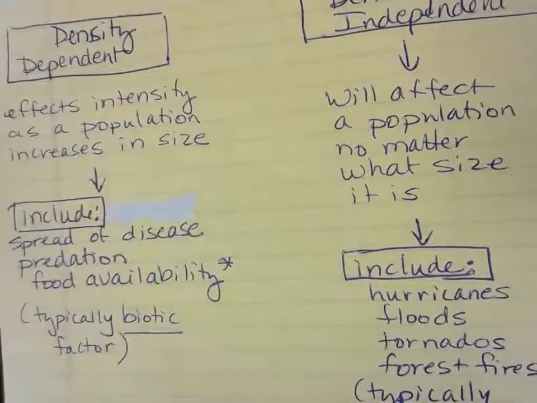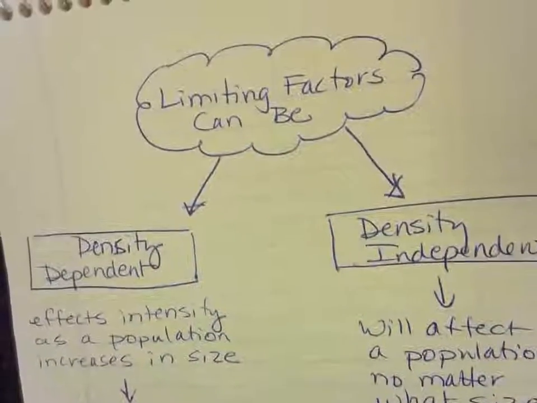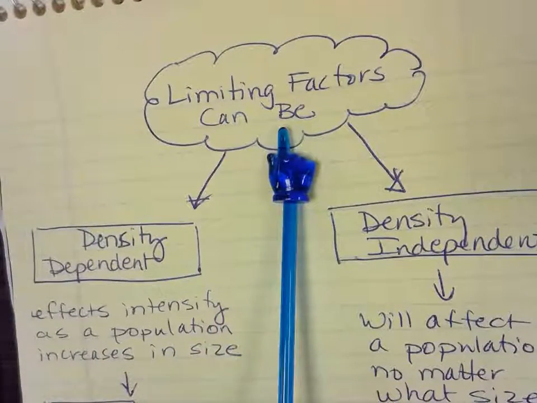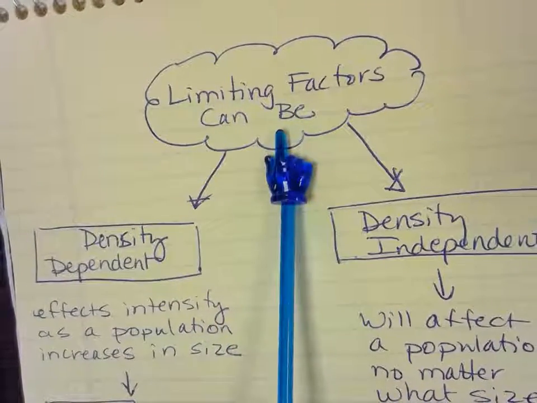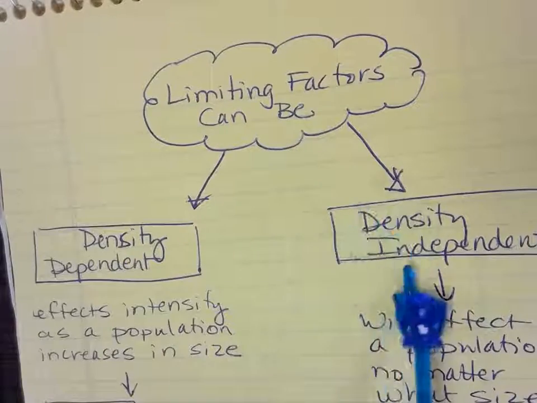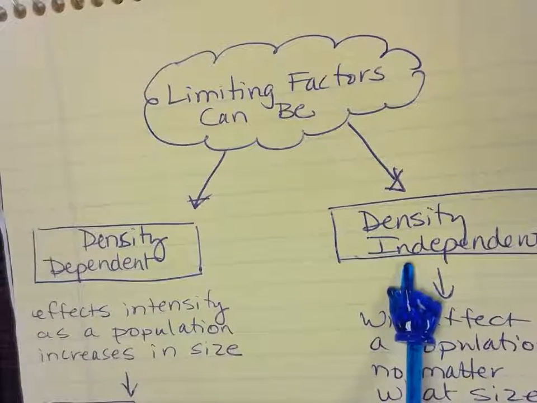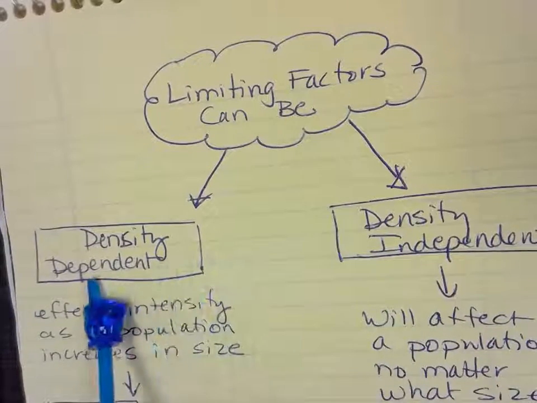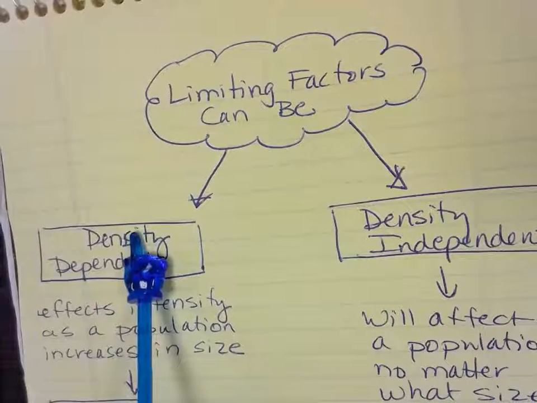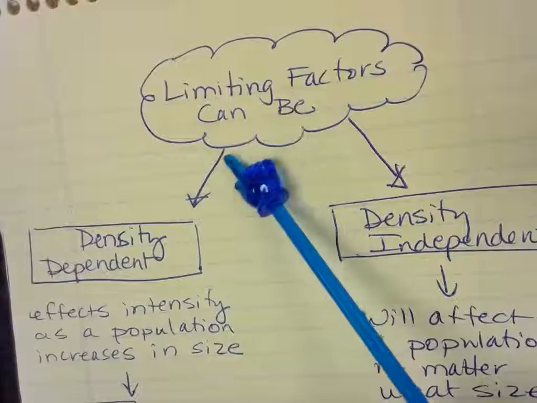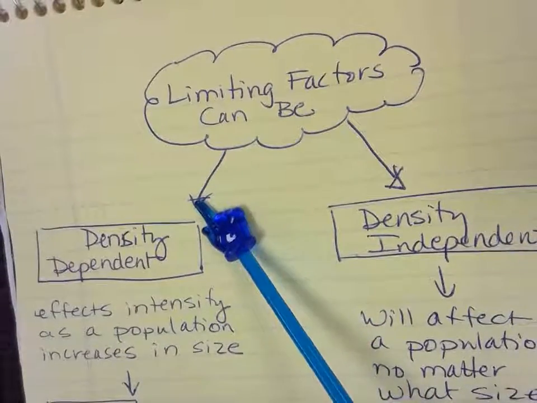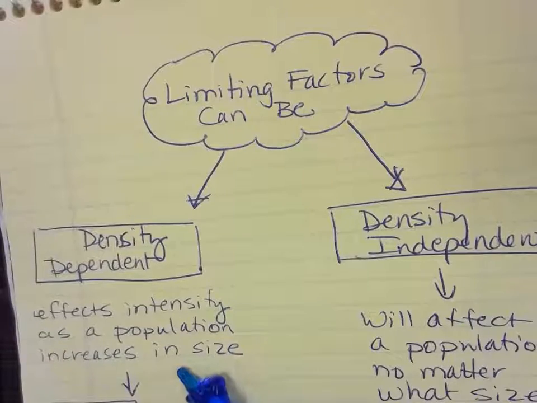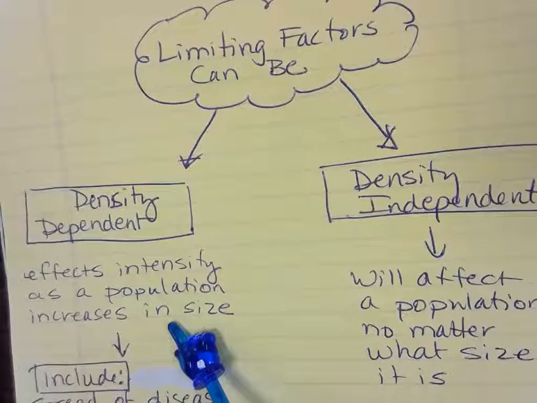And then our last thing on this particular day was how limiting factors, which limit the size of a population, can be active based on whether they are dependent on density or independent of density. For instance, things that are density dependent, you're going to see a greater impact when the population increases in size.